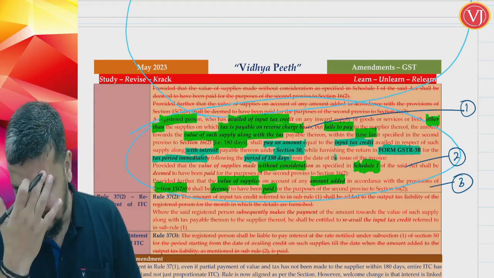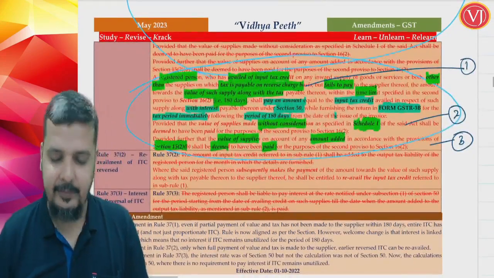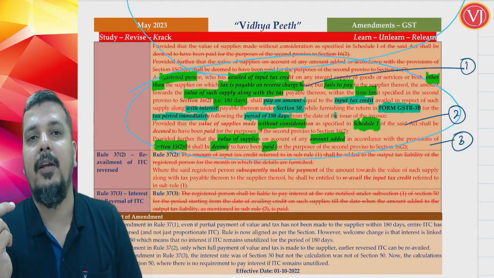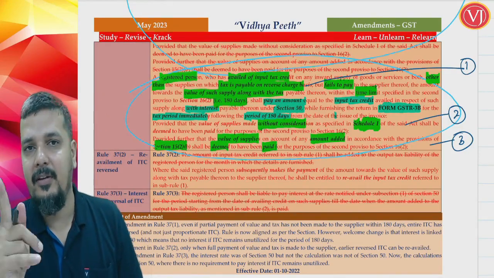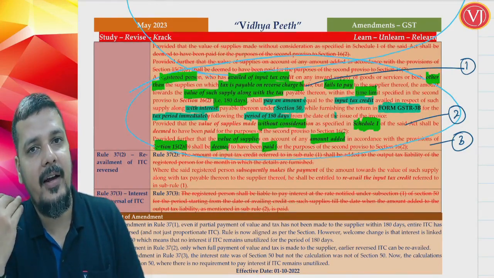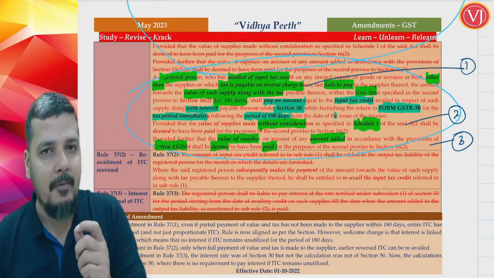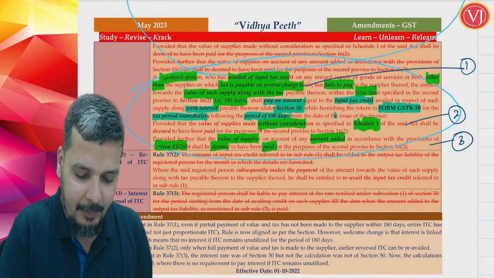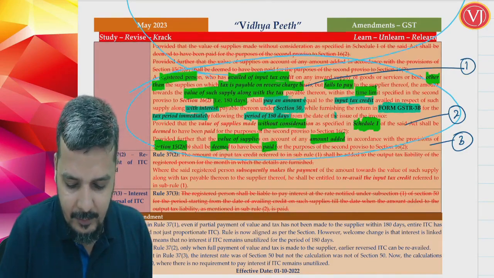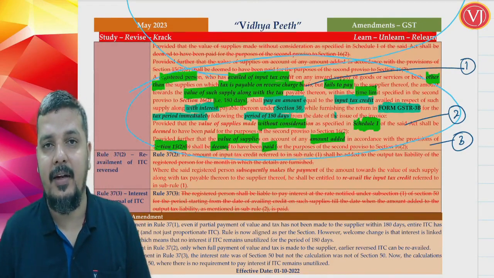Now, you may feel that then what is the change? The welcome change that is there is, now interest computation is not given here. Interest computation is taken to your newly amended section 50. That is the first thing. Second thing, now they tell that you need to reverse the entire ITC, not proportionate ITC. Whatever ITC you have taken, you have to reverse it. Even if you have not paid a small amount, you have to reverse the entire input tax credit with interest. So that is the impact.